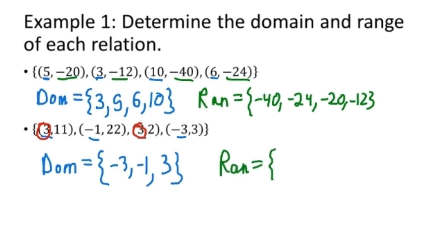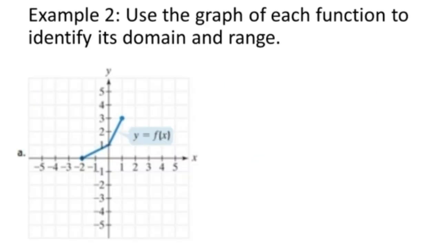Next, we'll find the range. Well, all of our second components, our output values, are 11, 22, 2, and 3. There are no duplicates, so our range is 2, 3, 11, and 22. Now we're going to find the domain and range of each of the following functions that are defined by graphs.